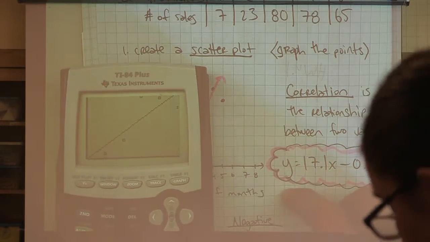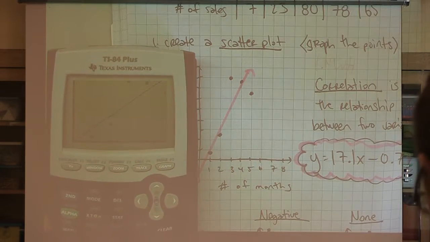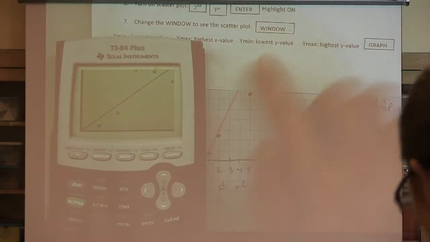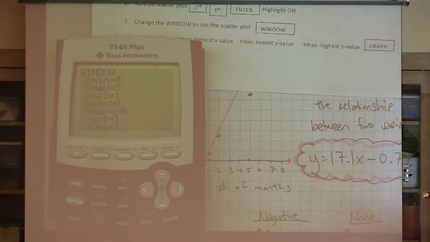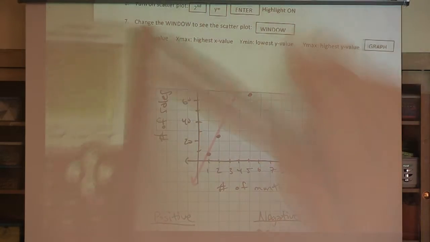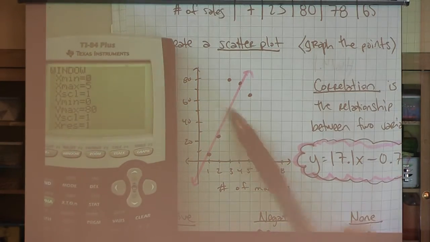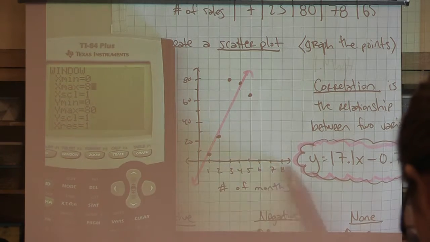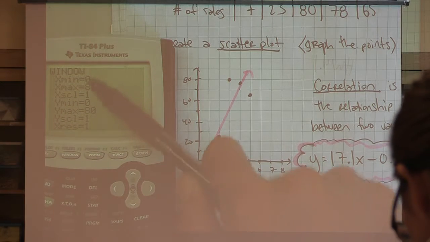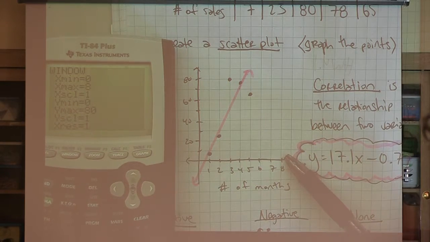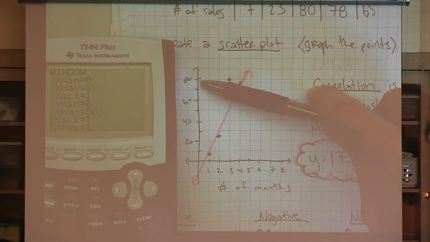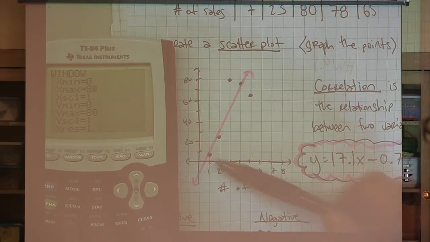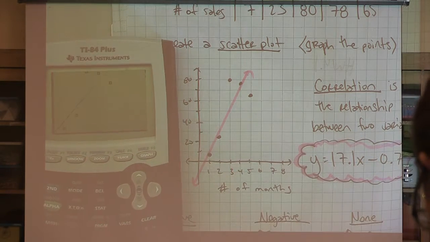Okay. What about window? I missed that. Yeah, see on 7 where it says window? You had to change the window to fit our table, right? The window is like setting up your axes. So here, since my graph goes from 0 to 8, I guess I could make my x's from 0 to 8. Those are my x's right here. Same thing. And then on the y's, my graph goes from 0 to 80. So right here on the y's, I go from 0 to 80. So when I press graph, now it looks a little different.